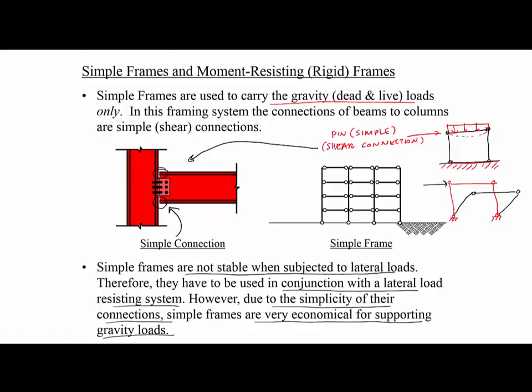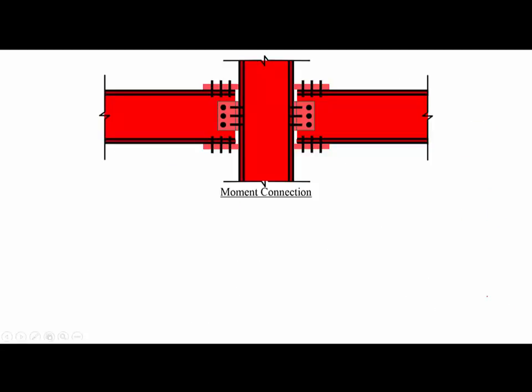Now, on the other hand, we have moment frames or rigid frames, which have moment or rigid connections. The main difference between a moment connection and a simple connection is that the flanges of the beam are connected to the column.